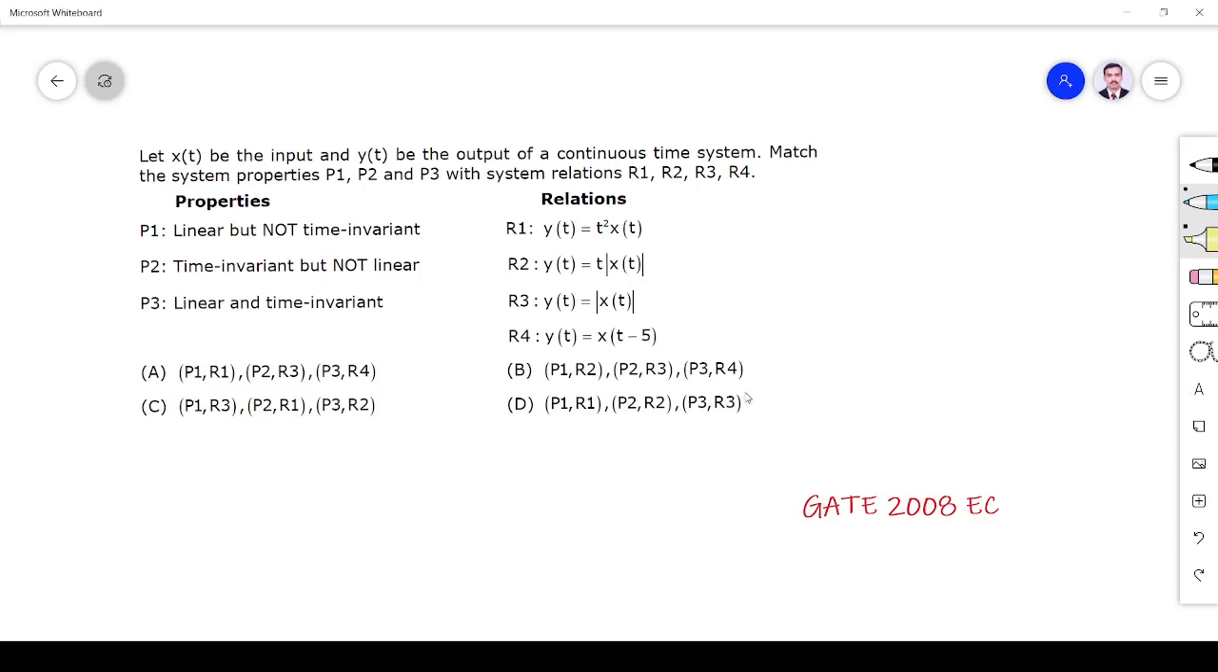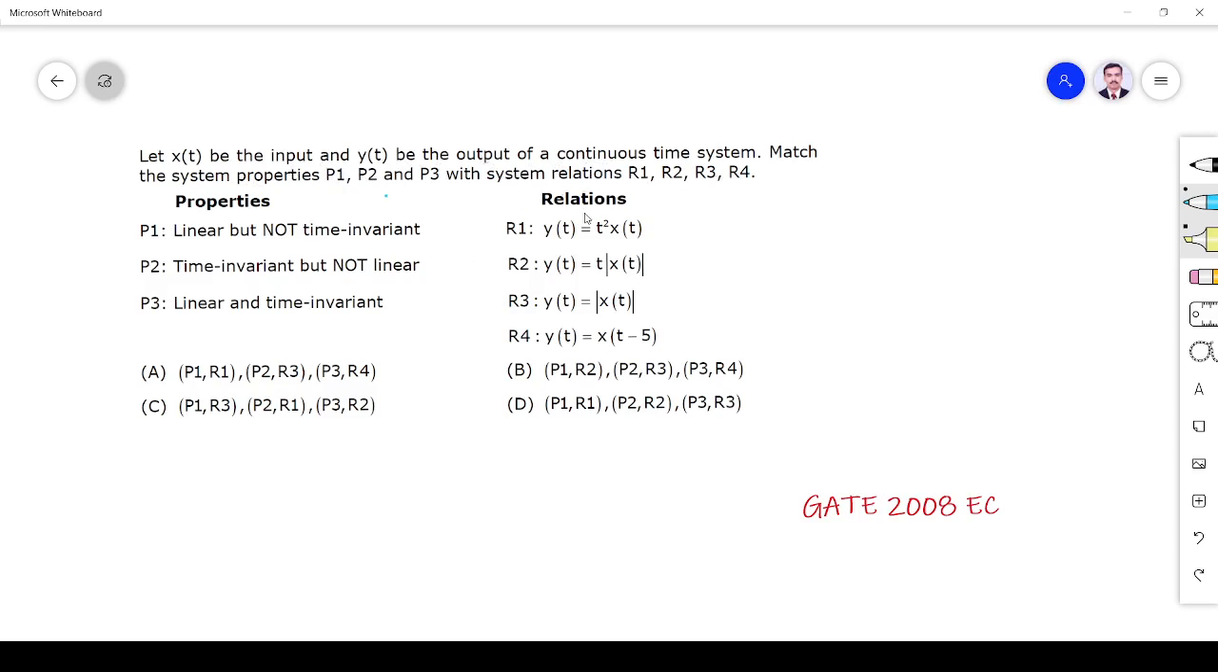Hi friends, in this video let us solve a signals and systems question asked in the GATE 2008 EC paper. The question is: let x of t be the input and y of t be the output of a continuous time system. Match the system properties P1, P2 and P3 with relations R1, R2, R3, R4.